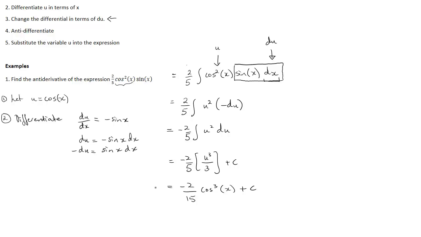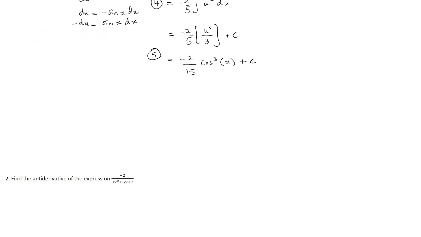So that's the first example. I put example 4. Step 4 was probably this one, so we have to actually antidifferentiate it. Step 3 was this one here, where we replaced the sine x dx with minus du. And then we had step 5, which is just expressing the final expression in terms of x.